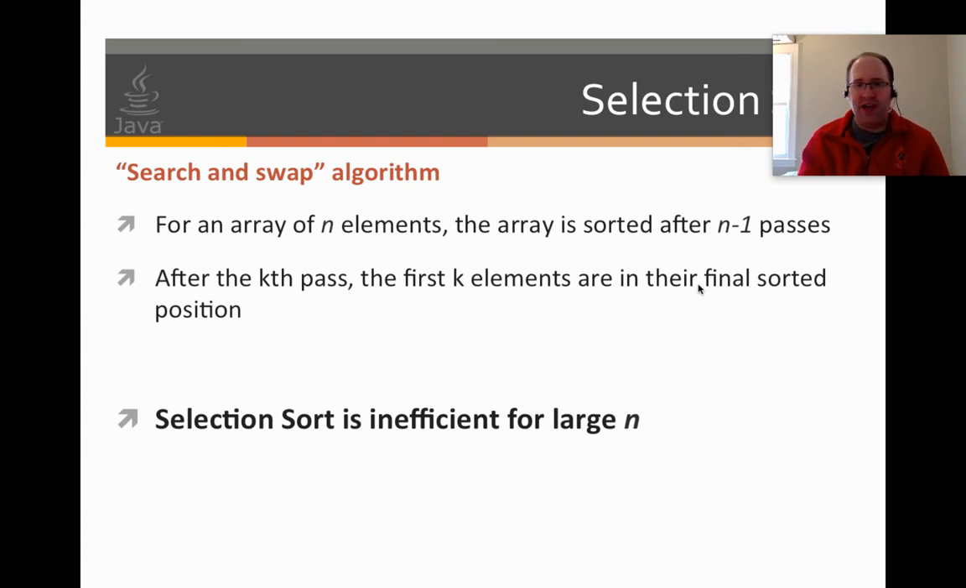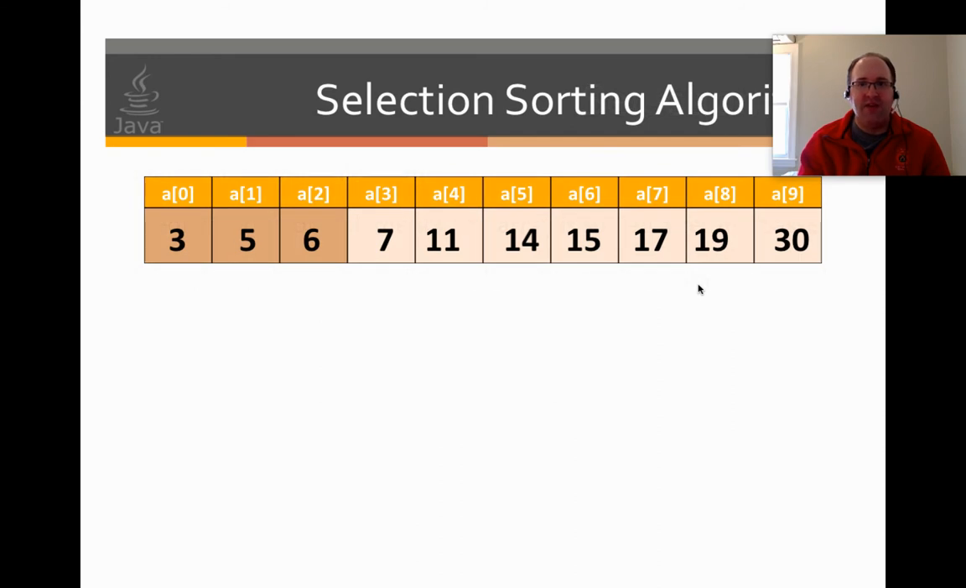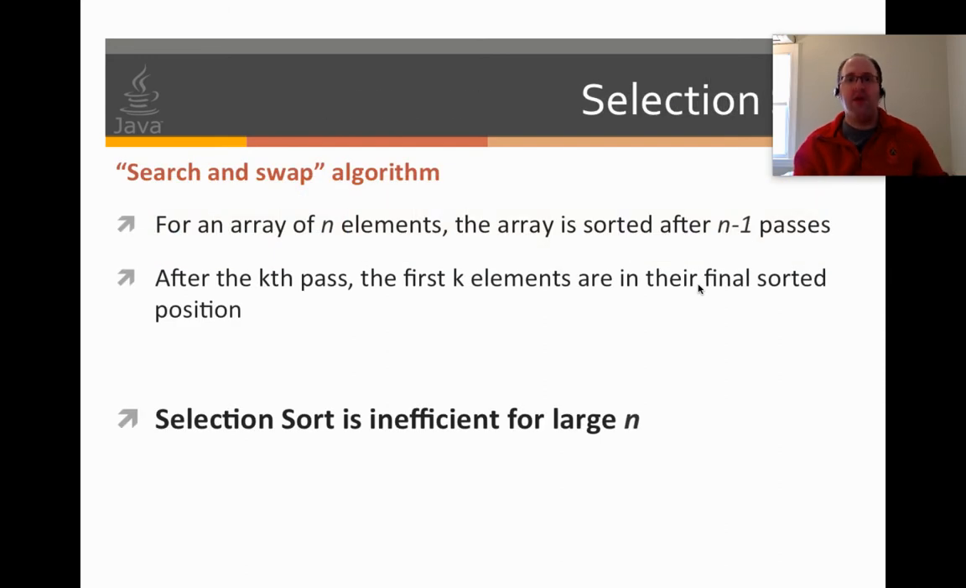Right? So if I back up for a second, we had 10 elements in the array, and we had to pass through this array 9 times in order to get it all sorted. Right? So the number of elements, it's always n minus 1, is the number of times it would take to sort the array. Okay. After the kth pass, after the second pass, the first 2 elements are in their final sorted position. After the 5th pass through, the first 5 elements are in their final position.